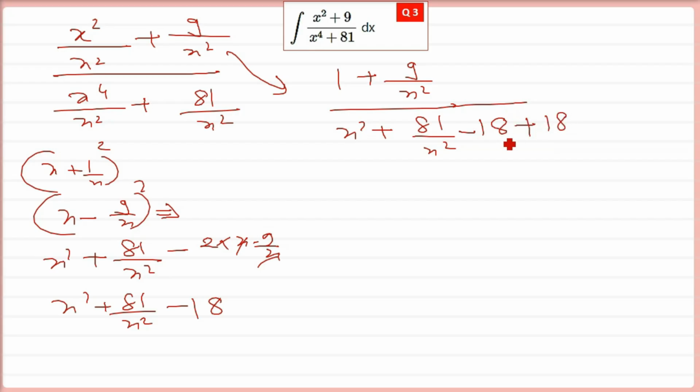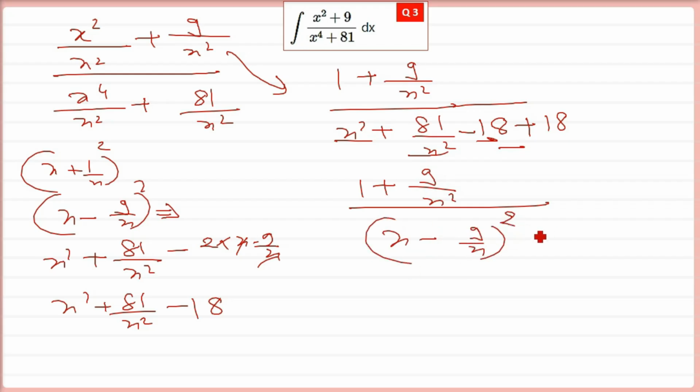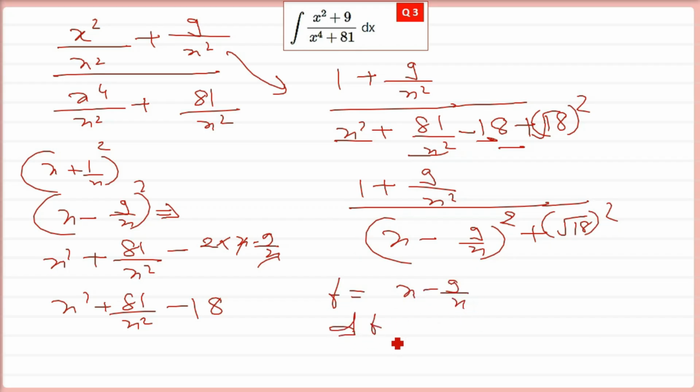When you do this, the first 2 terms, 1 plus 9 by x square in the numerator, remain the same. But this x square plus 81 by x square minus 18 will give you what? X minus 9 by x whole square, which I just showed you. And what is remaining? This is 18, so you can have a perfect square with under root 18. So under root 18 square you can write. Now simply you have to do the same thing which we have done in the previous 2 questions. Just take x minus 9 by x as t.